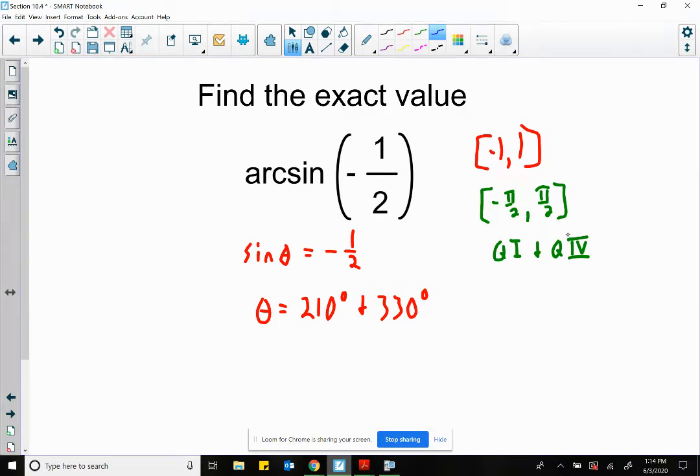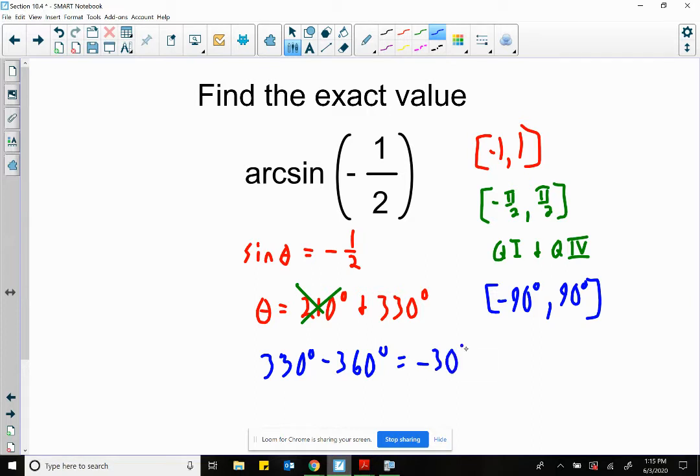Since we have to be in quadrant 1 or quadrant 4, we're going to throw 210 out. That's quadrant 3. So here's our angle. But again, we need to be between -π/2 and a positive π/2. In other words, that's between -90 degrees and a positive 90 degrees. So we actually do have to adjust this angle. Take 330 minus 360. That gives us -30, and convert that into radians, which will be -π/6. And that's what they want. If they wanted the degrees, you'd say -30.